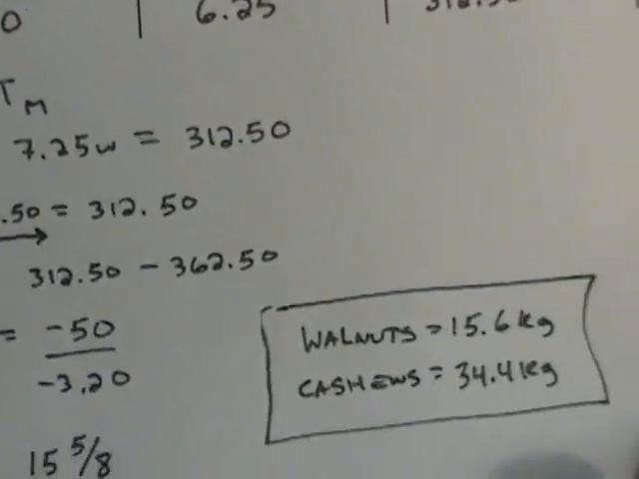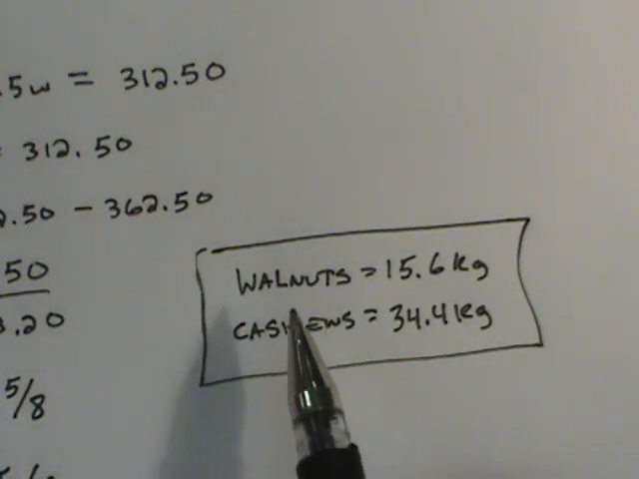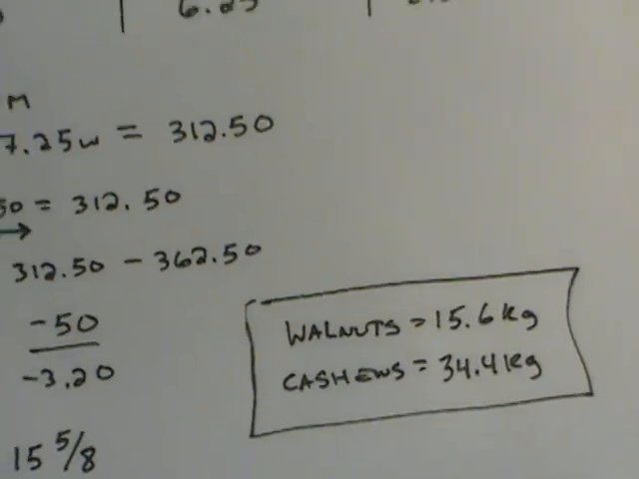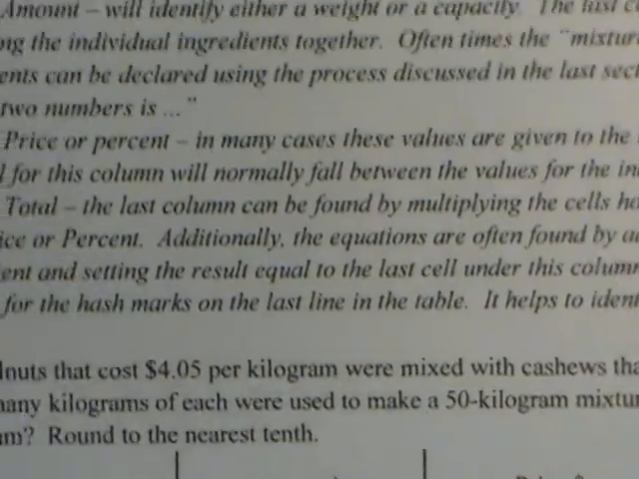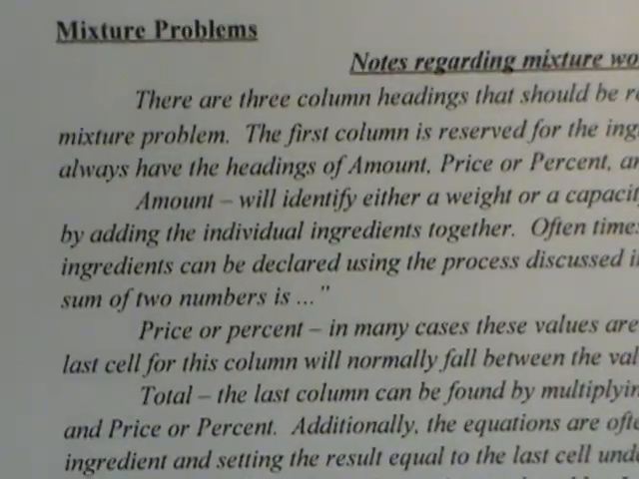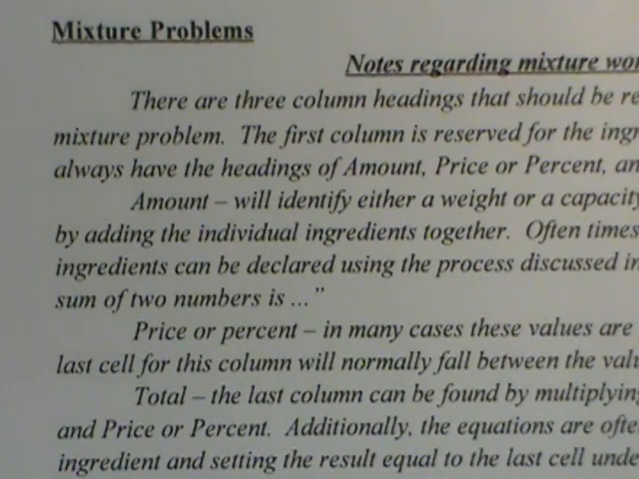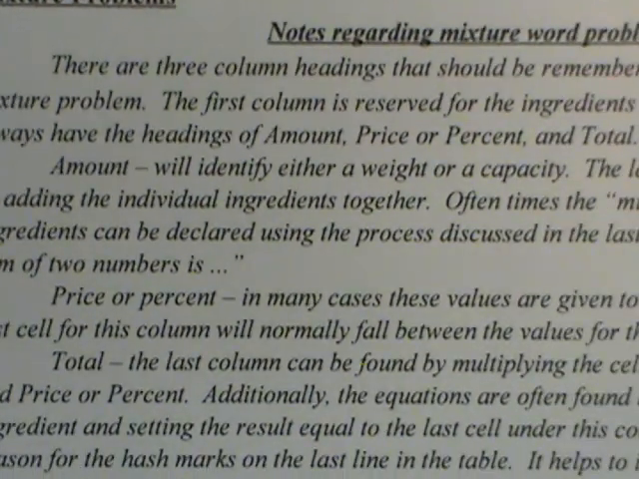And as always, we want to put that in a box. That's what I was writing here. Walnuts, 15.6 kilograms. Cashews, 34.4 kilograms. And there's your first example for how to do a mixture problem. Almost every one of them will be set up the same way. We just change ingredients. Sometimes instead of doing dollar amounts, we do percents.